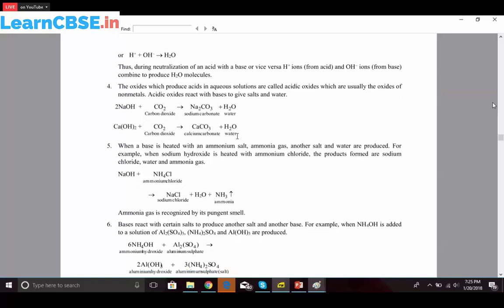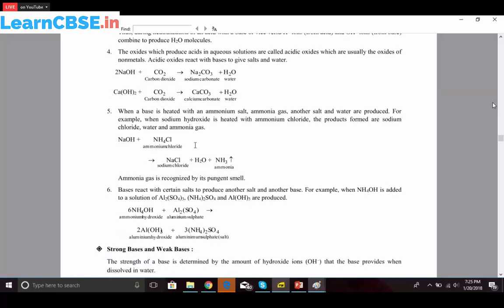At the same time, when we heat a base with an ammonium salt, it will give you ammonia. This is the test for ammonium ions. Suppose you are testing inorganic salts and you think the NH4+ cation is present, we add a little bit of NaOH and heat it. Immediately NH3 gas, that is ammonia gas, will come out.